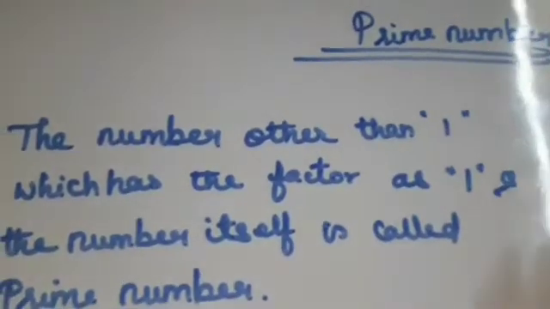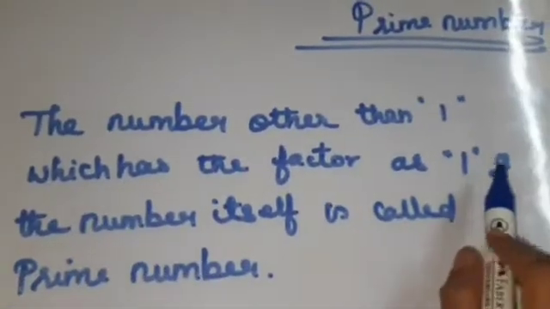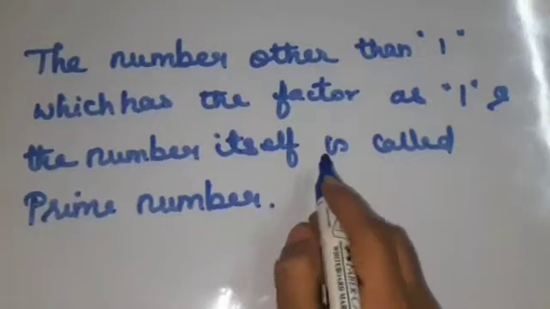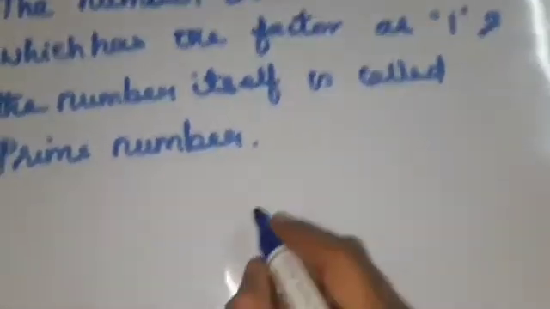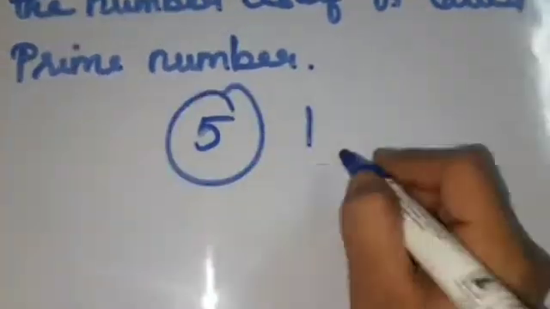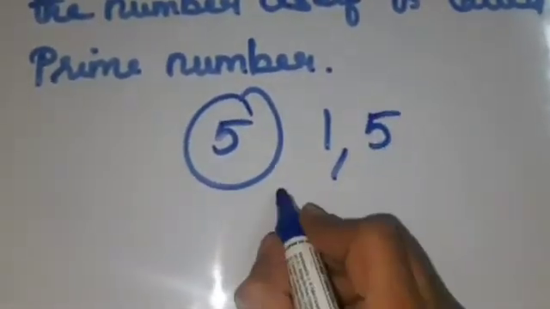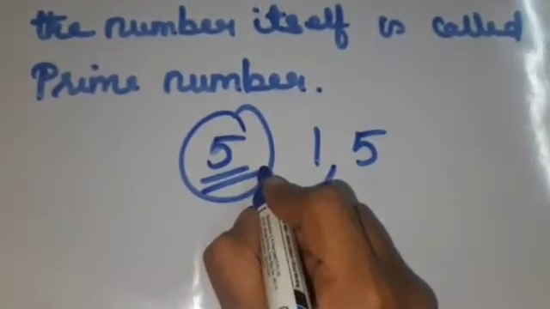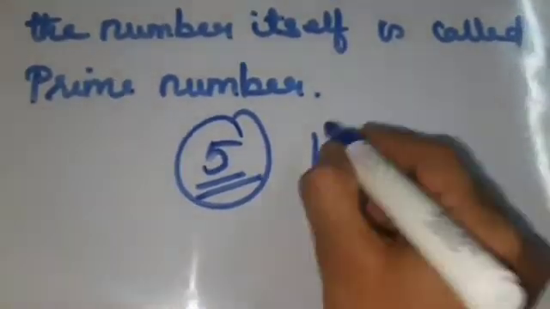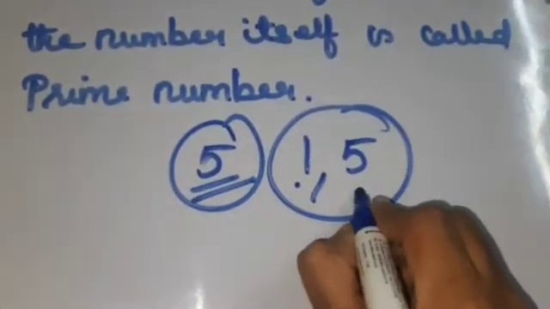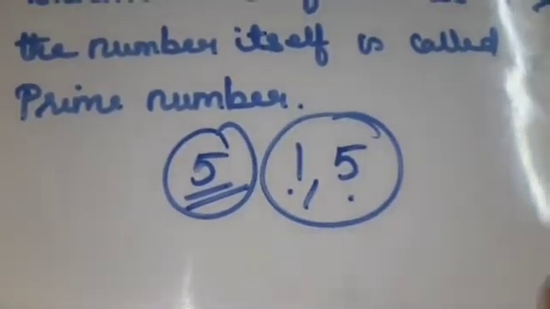Prime number. The number other than 1 which has the factors 1 and the number itself is called the prime number. For example, we'll take the number 5. 1 and 5. Other than this, does the number 5 come in any other table? No, right? The number which has the factors 1 and the number itself is called the prime number.